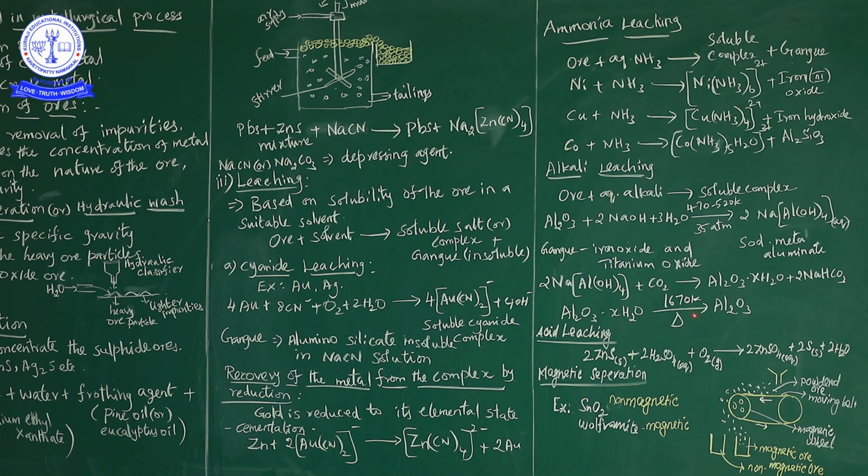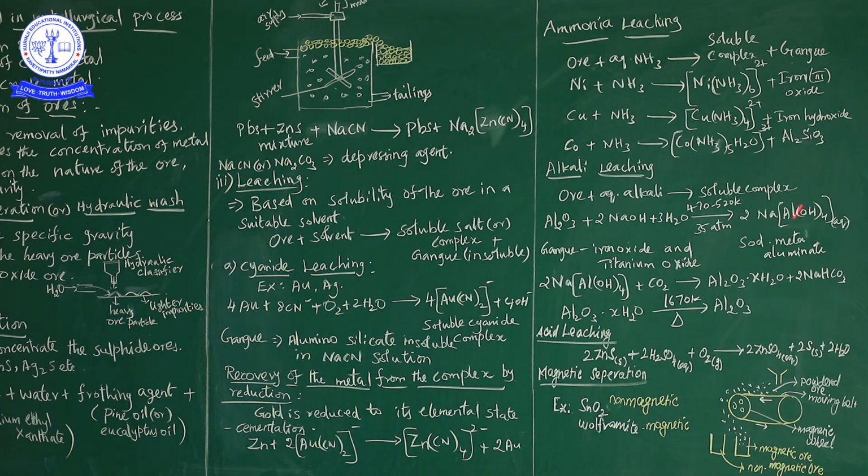The water is removed by dehydration on heating up to 1670 Kelvin, and we get pure alumina. So by concentrating the bauxite ore through alkali leaching, it is dissolved in alkali solution and heated from 470 to 520 Kelvin at 35 atmosphere, and we get soluble sodium meta-aluminate.